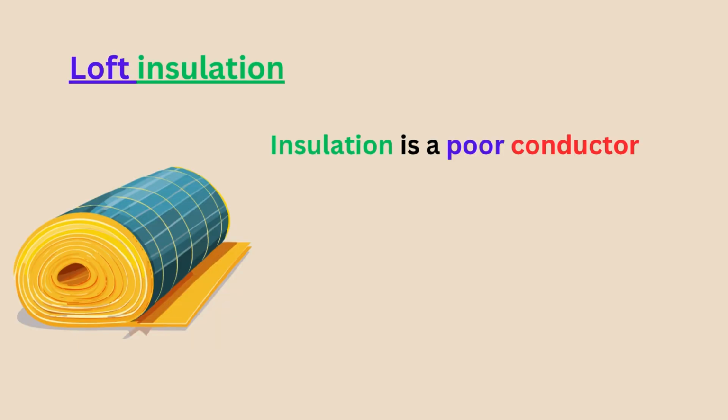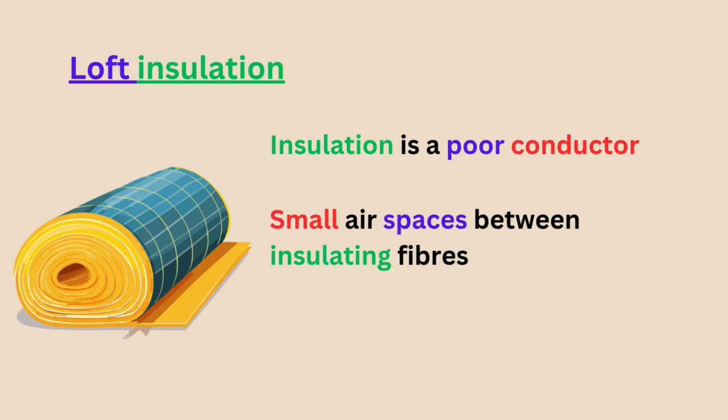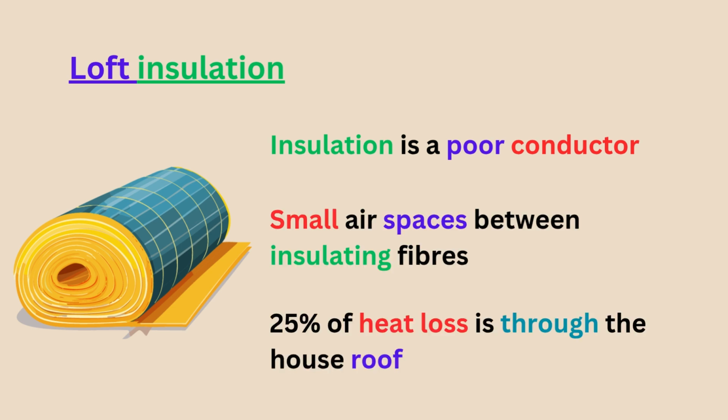Loft insulation is a poor conductor but good insulator. The fibres are non-metal, so they have low thermal conductivity. There are tiny air spaces between the insulating fibres to reduce convection currents. A significant amount of heat is lost through the roof of the house, so loft insulation is always a good way to reduce both heat loss and the energy bill.